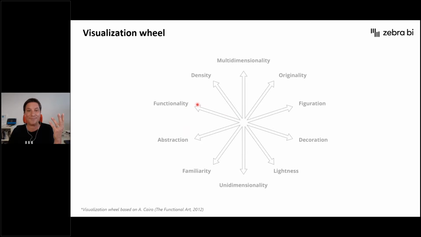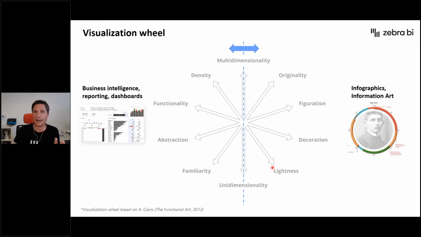So this is one dimension for placing charts in this wheel, either very functional or very decorative. Charts can be very figurative, like realistic pictures, versus very abstract. They can be very original, almost information art, or very familiar, like line charts and so on, that everybody is already familiar with. They can be dense, very information rich, or they can be very light, almost trivial. And now you can place different types of visualizations on this wheel.